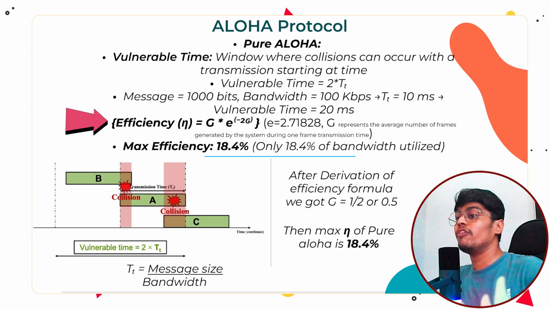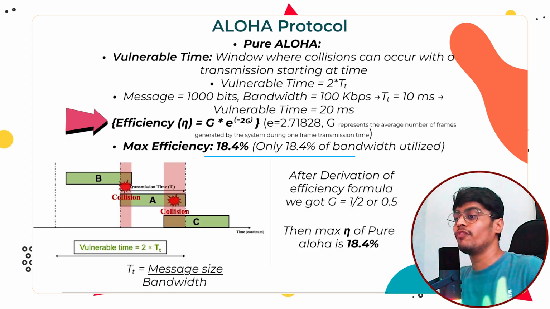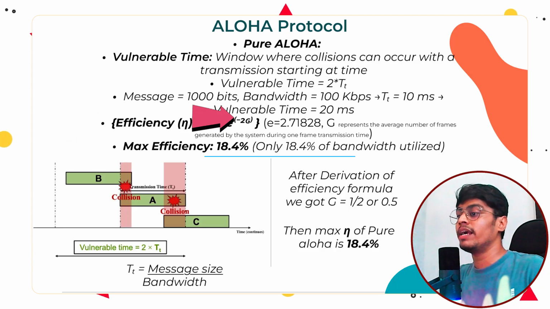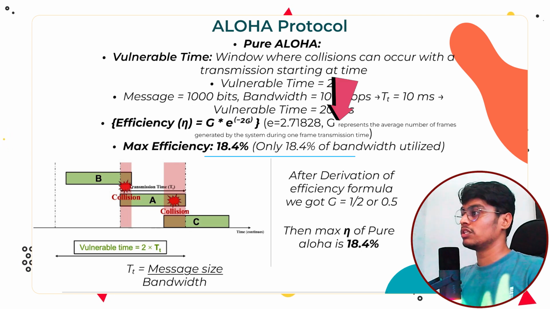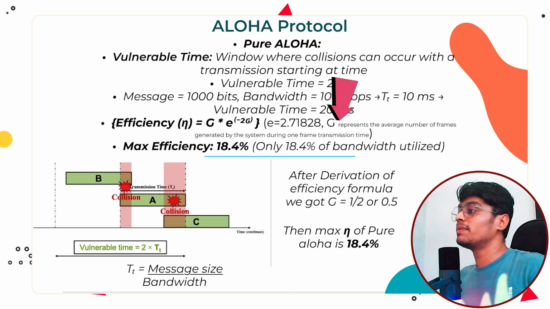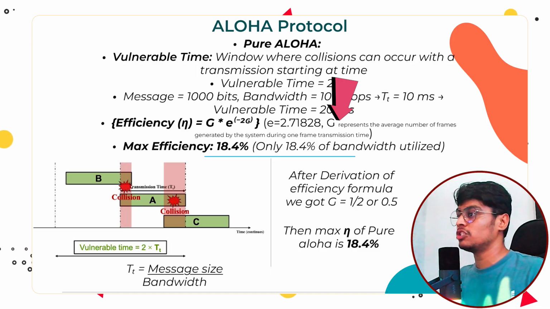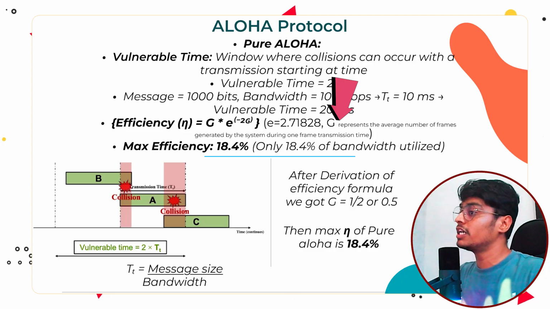Okay, next we have efficiency calculation. Efficiency we denote by eta, and the formula of efficiency is eta equal to G into e to the power minus 2G. Where does this 2 come from? This minus 2 comes directly from the vulnerable time calculation. What is this G? G represents the number of stations that want to transmit data during a particular transmission time period. G is the number of stations that want to transmit data at a particular time slot.